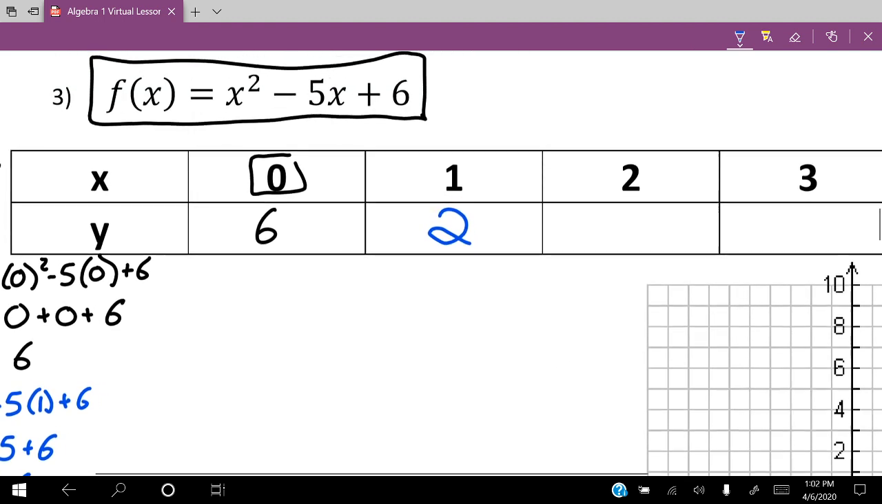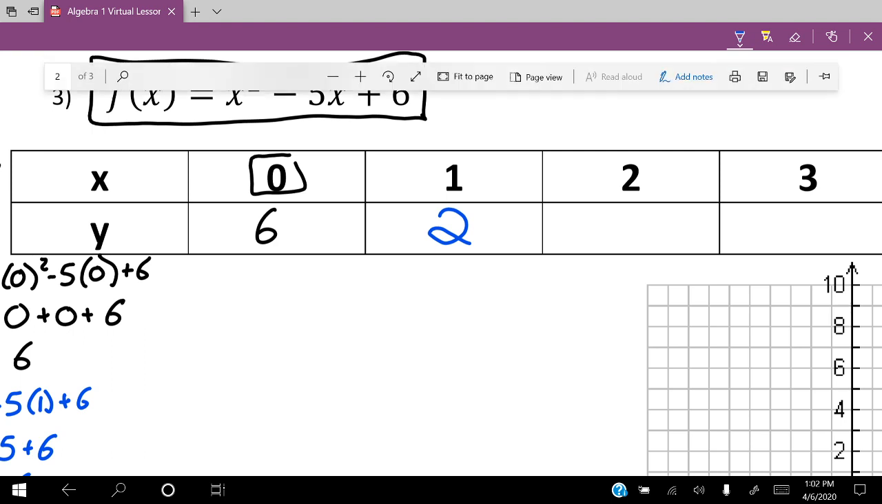So I'm going to go ahead and plug in 2. Different color again. Let's choose red, I guess. F of 2 equals x squared, so 2 squared, minus 5x, 5 times 2, plus 6.